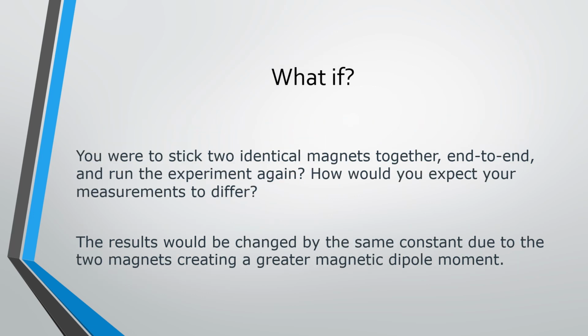For our second what-if question, what if we were to take 2 identical magnets together? How would we expect the measurements to differ? The measurements would differ by some constant that would be created by having a greater magnetic dipole moment. So everything would be sort of the same, but just multiplied by the same constant.